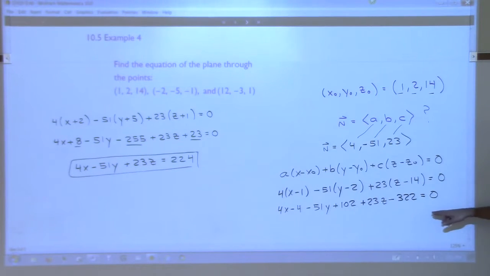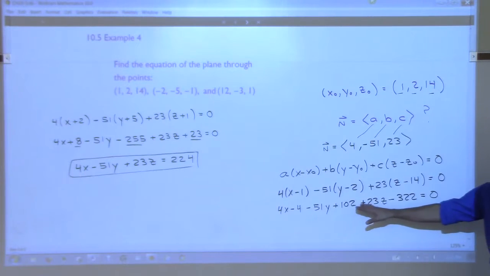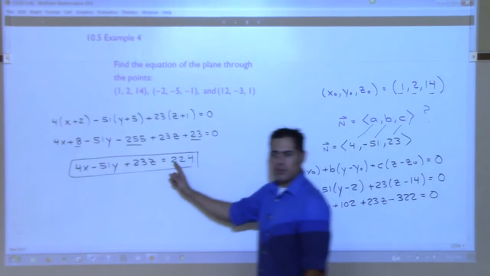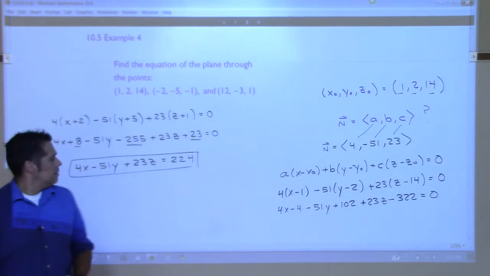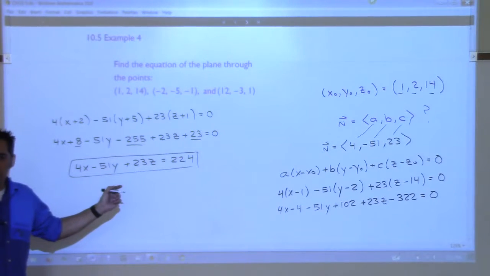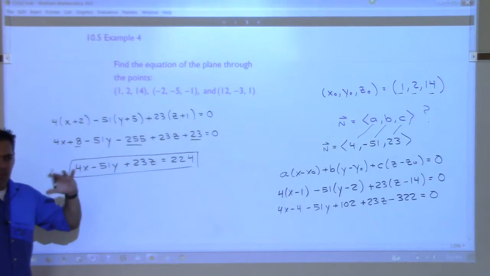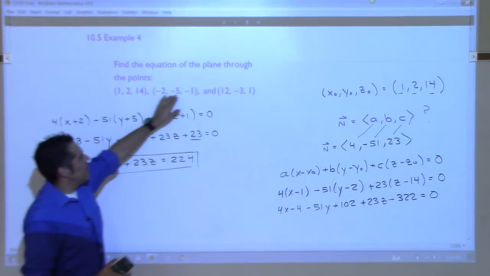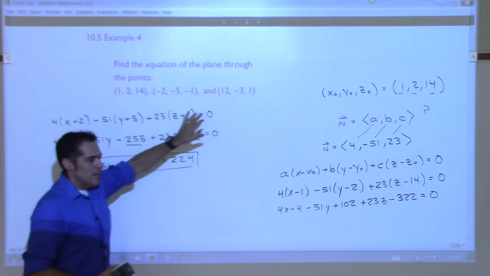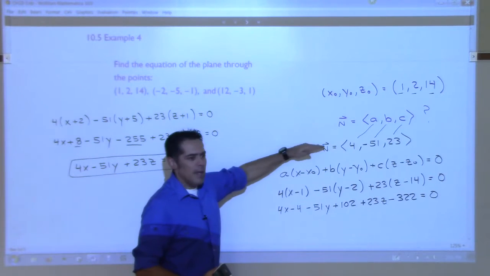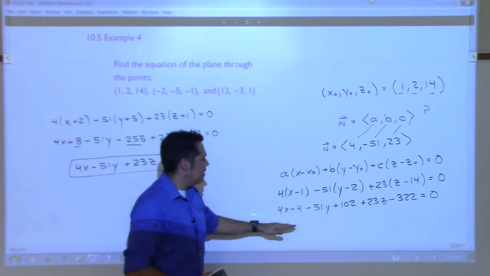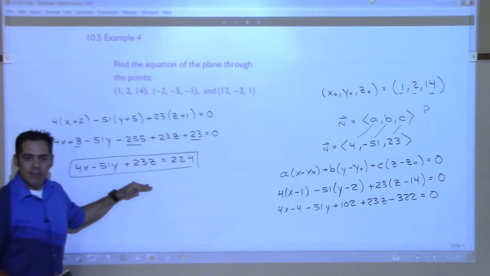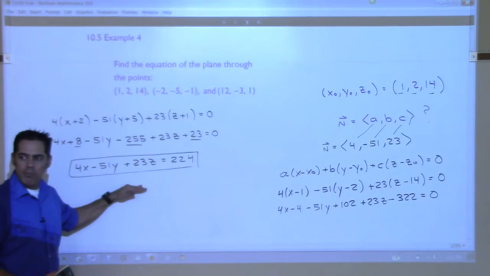Okay, so this is what I got when I distributed, and then if you collect all your like terms together, we should all get this right here. So what that means is that in some amazing way, as long as the point you're picking lives on the plane, as long as we're all using the same n, we're all going to get the same answer at the end. That means the equation is unique. This is a unique equation.